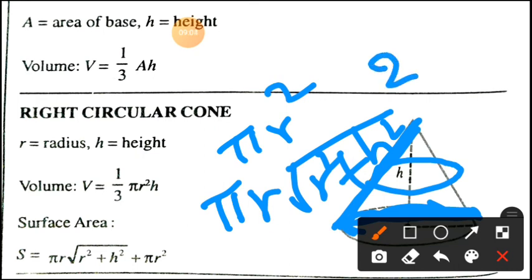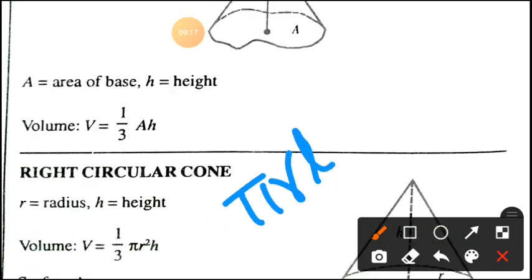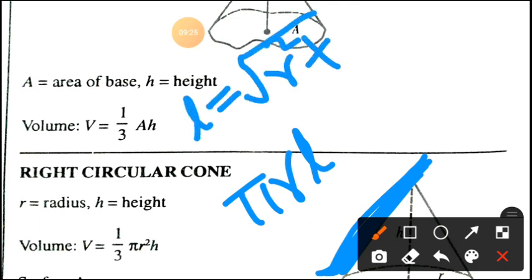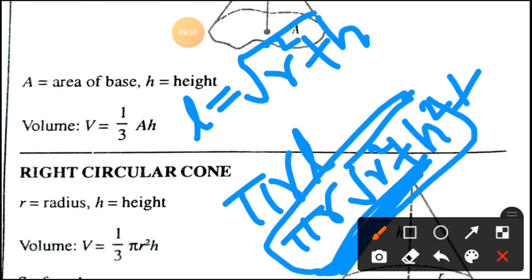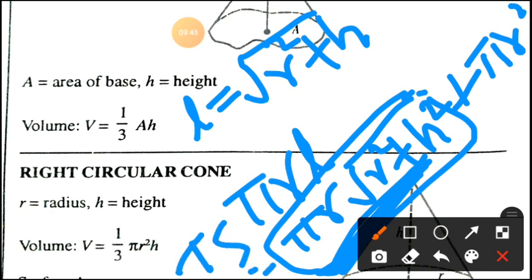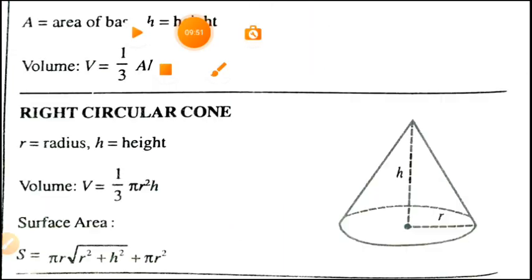We can also write it as pi r L. L means slant height. This height is called the slant height. Here slant height L is equal to root r square plus h square. So we can also write it as pi r into root r square plus h square. This is the curved surface area. This curved surface area and the bottom area pi r square together give the total surface area of a right circular cone.